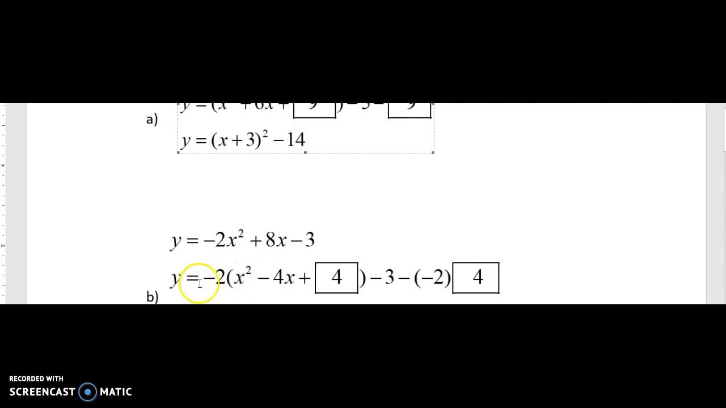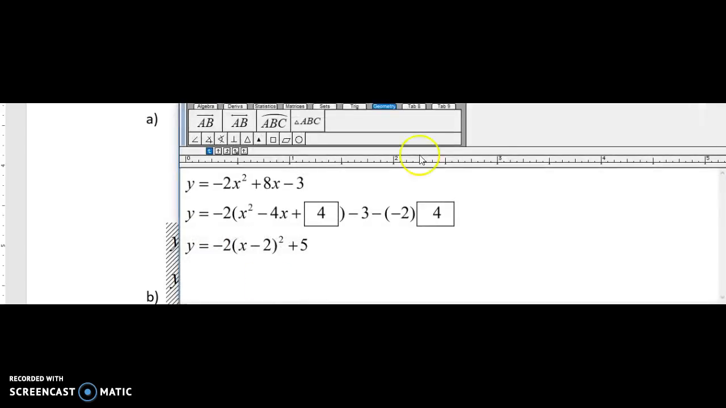Okay, so I pulled this negative 2 out, and I'm left with negative 2x squared divided by negative 2 gives me x squared. This 8x divided by negative 2 gives me a minus 4x, plus whatever, I'm going to complete the square here. We'll get to that in a second. And then I have my minus 3. Again, the minus 3 is outside the parentheses, so we are not going to factor out the negative 2 from that. Okay, so to complete the square, I have my negative 4.